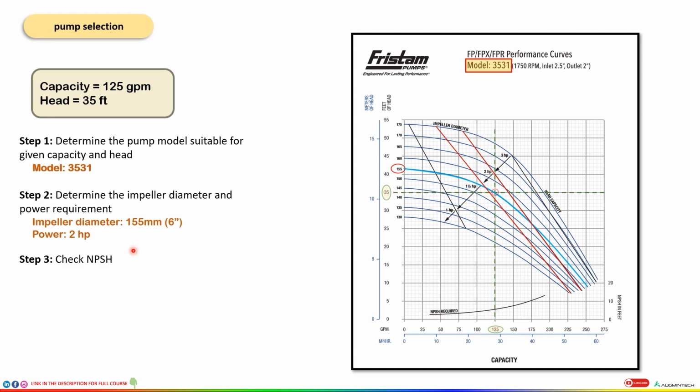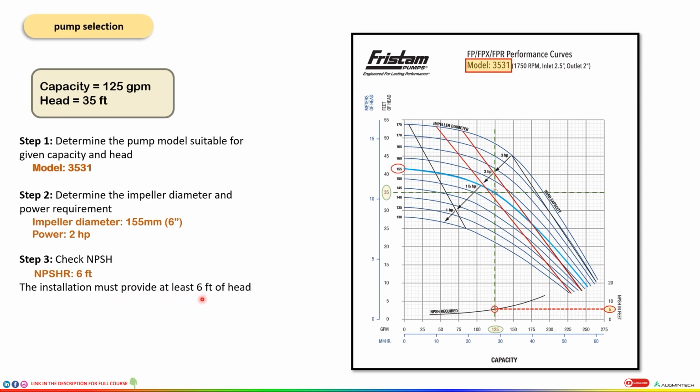So how do we check the NPSH value? We need to draw a line from this intersection point to the NPSH curve. It intersects the NPSH curve at this point. From this point, draw a line that intersects this axis. Here NPSH values are given in feet. The value that we get is 6. So the NPSH required is 6 feet of water column. The installation must provide at least 6 feet of head.